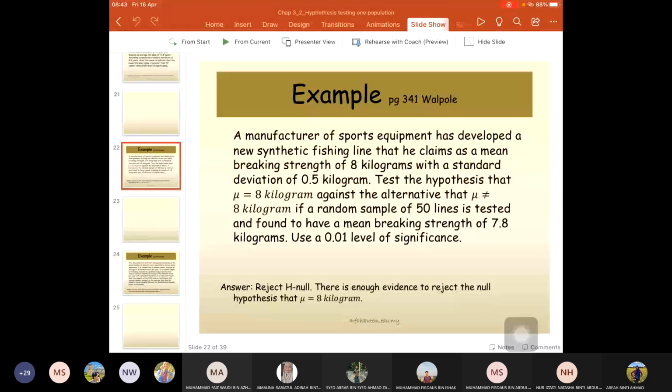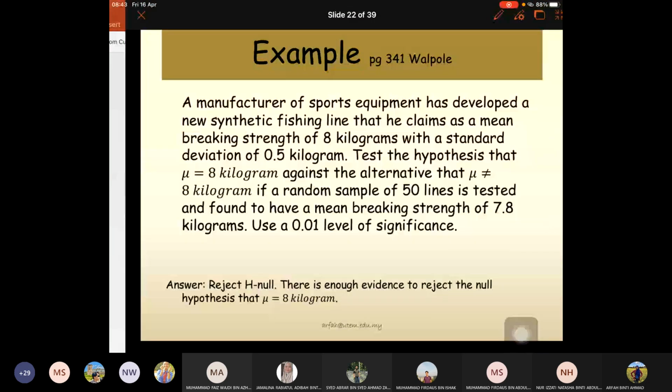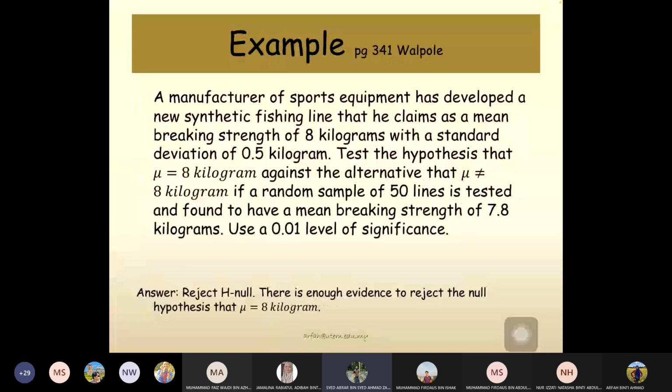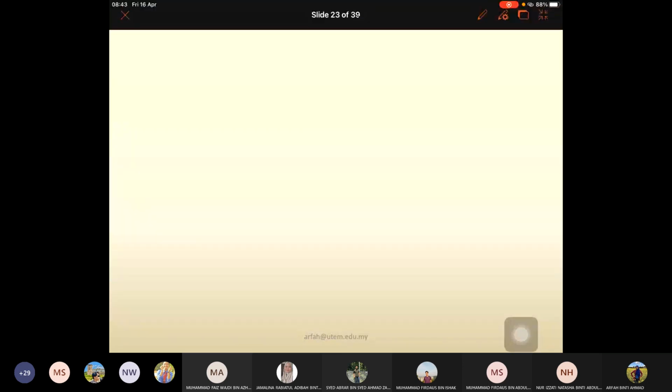Okay, dengar semua? Dengar? Okay, dengar. Okay, slide nampak tak, Syed? Nampak doktor? Nampak, okay.